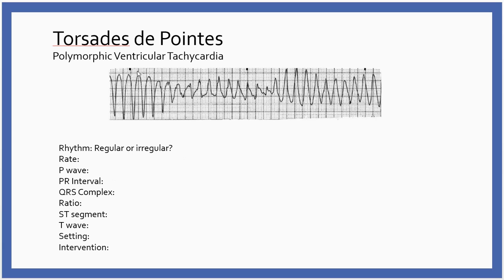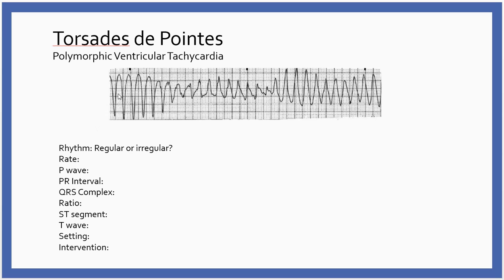Rate, do I have rate on here? 1, 2, 3, 4, 5, 6, a little hard to count. 7, 8, 9, 10, 11, 12, 13, 14, 15, 16, 17, 18, 19, 20, 21. Well, it's pretty darn fast. We're well over 200. And torsades is a little bit hard to count. So our rate is quite rapid.